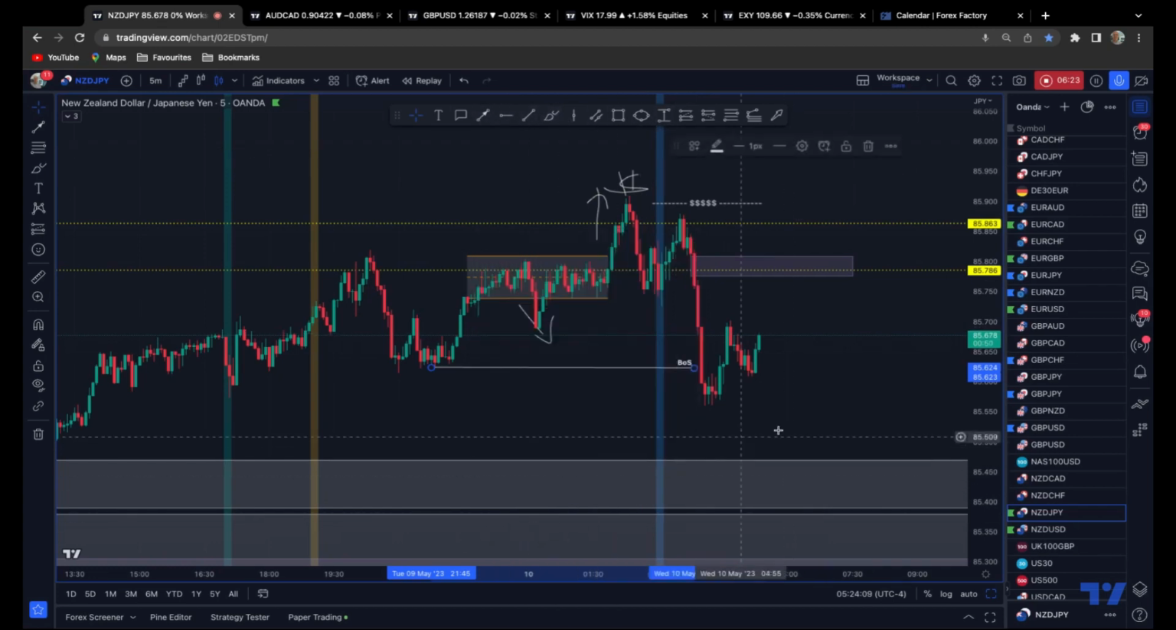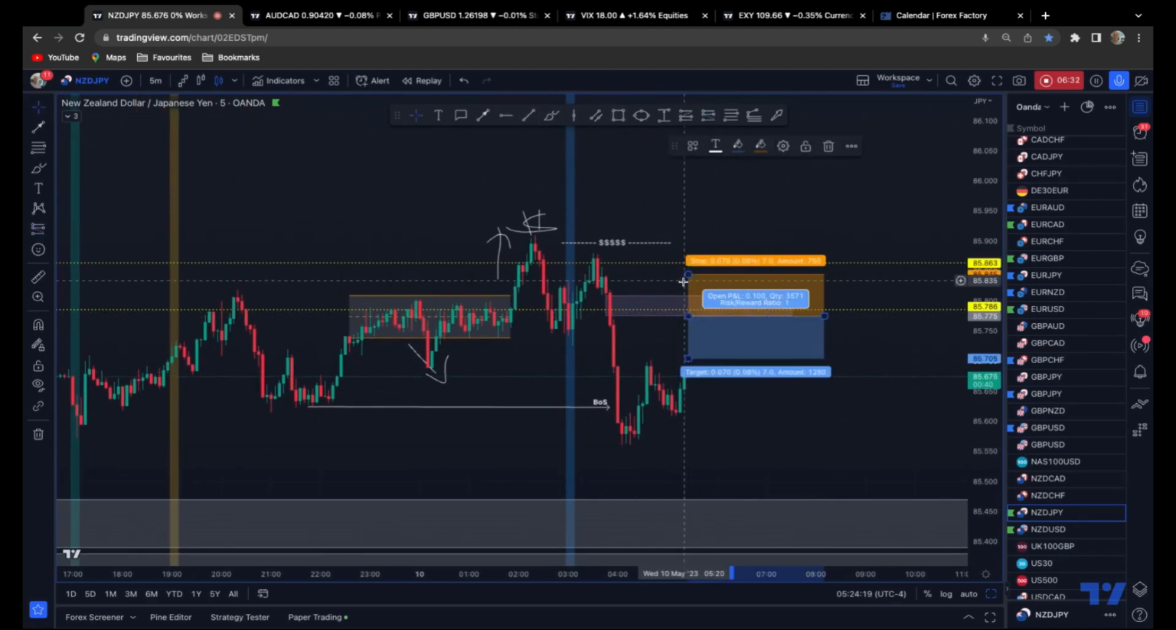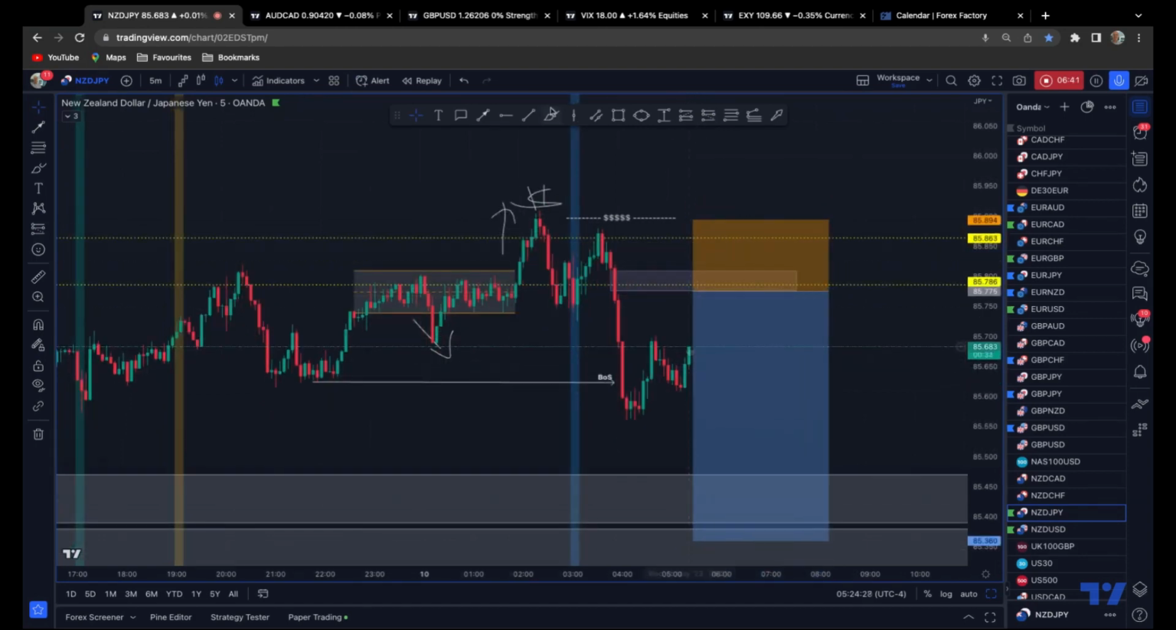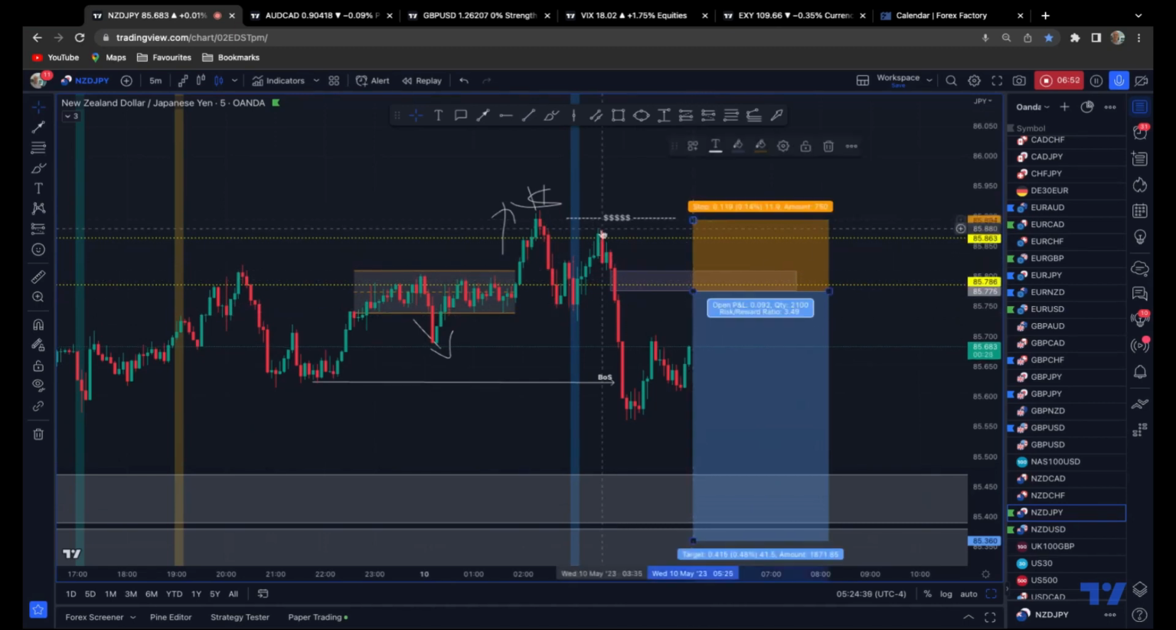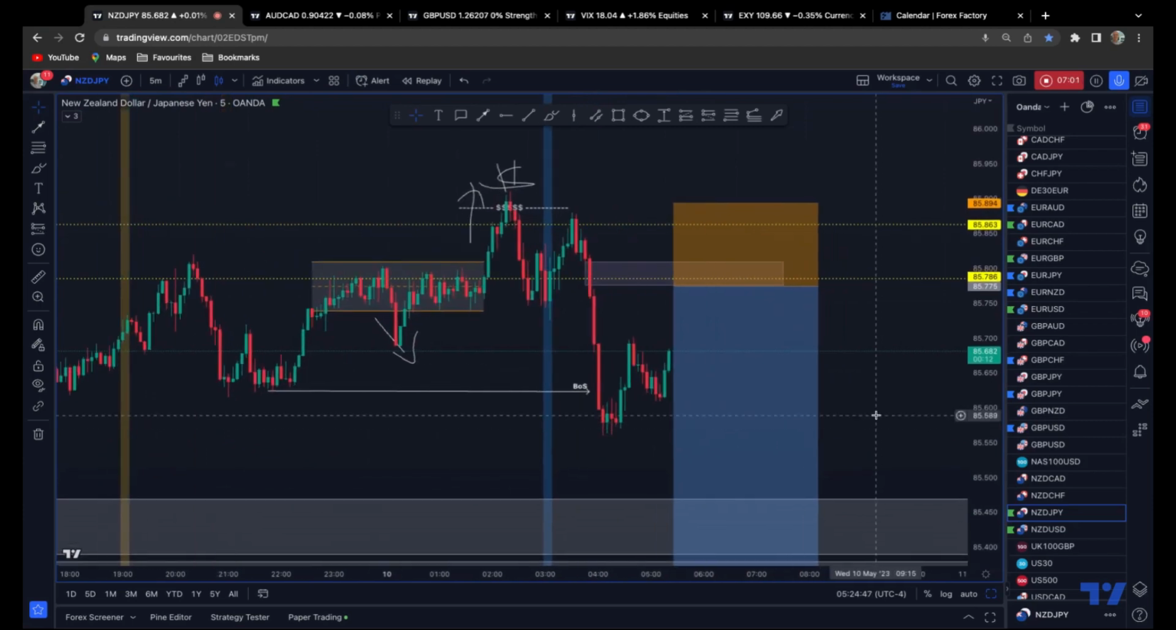As always, there's never any guarantee with these things. Stop loss is going to go above. I'll be looking to build shorts in, probably go in with a market sell, and then layer in a couple of pending sell orders up around this range in here, something like that. Stop above here, keep it tight. So guys, that's my take on the Kiwi yen.